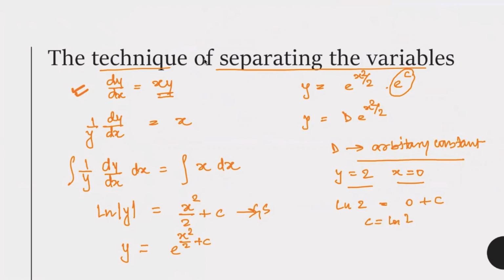Now, if I substitute this over here, what do I get? y equals e^(x²)/2 plus ln2. Now, if I simplify this, e^(x²) by 2 times e to the power ln2, which can be written as 2e^(x²). That's the property of e and ln. So now this becomes the particular equation. Okay. Now we have understood this part.